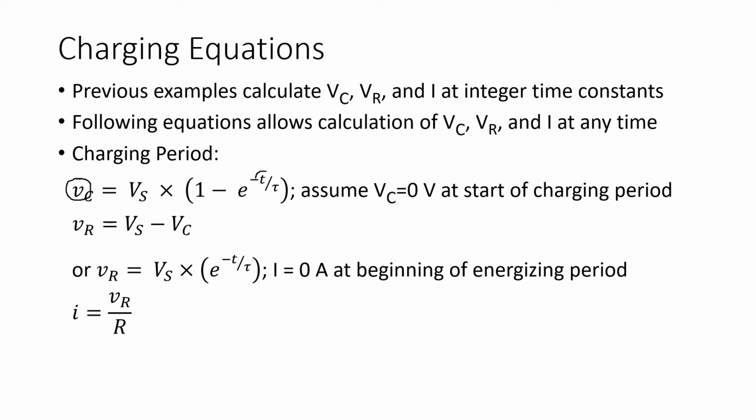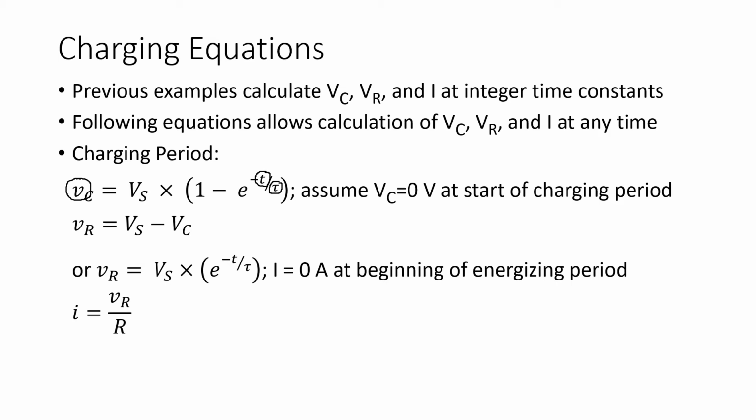Little t, or lowercase t, is the time at which we want to calculate the capacitor voltage, and of course tau is the time constant for the circuit. Now, with this equation, we assume that the capacitor voltage is 0 at the start of the charging period.